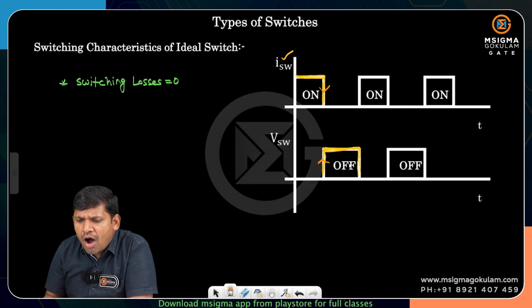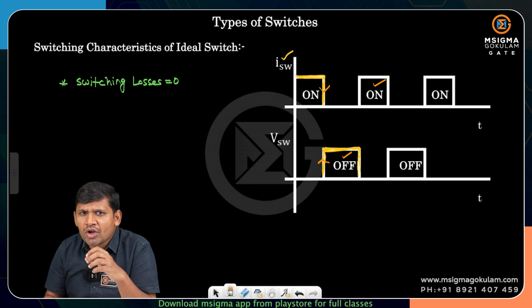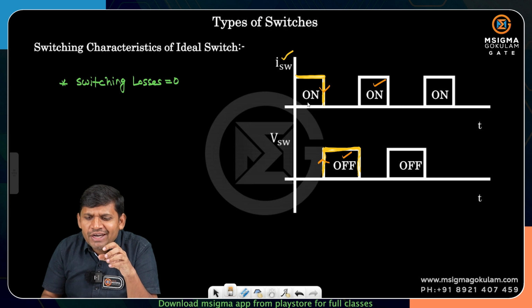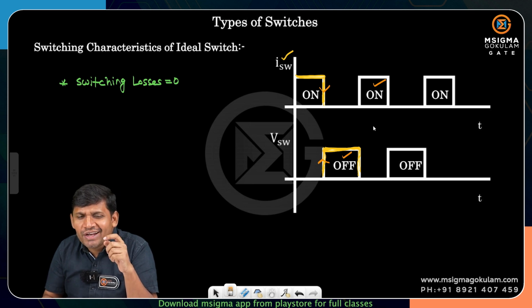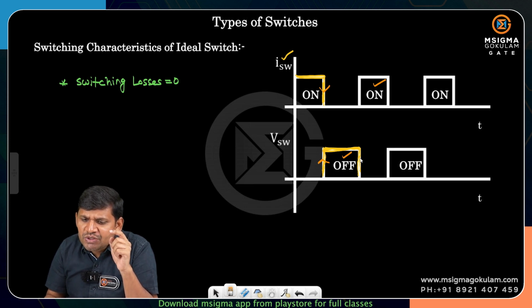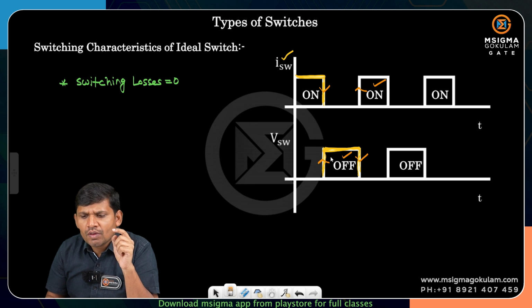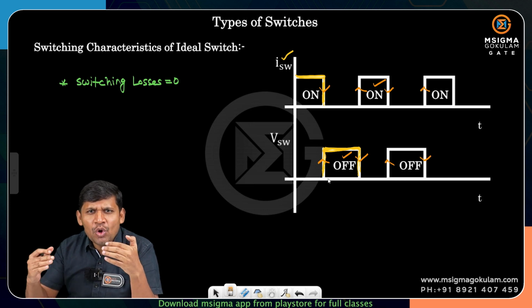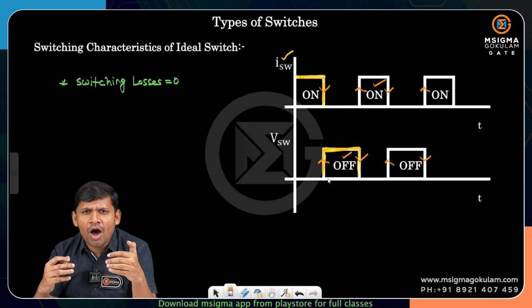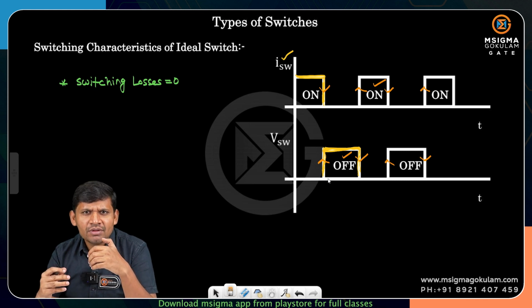I am talking about the transition: on state to off state transition, and off state to on state transition. If it is moving from off state to on state, the voltage falls and the current rises. Again, current falls and voltage rises. Again, voltage falls and current rises. But there is no time between the on to off and off to on transitions.